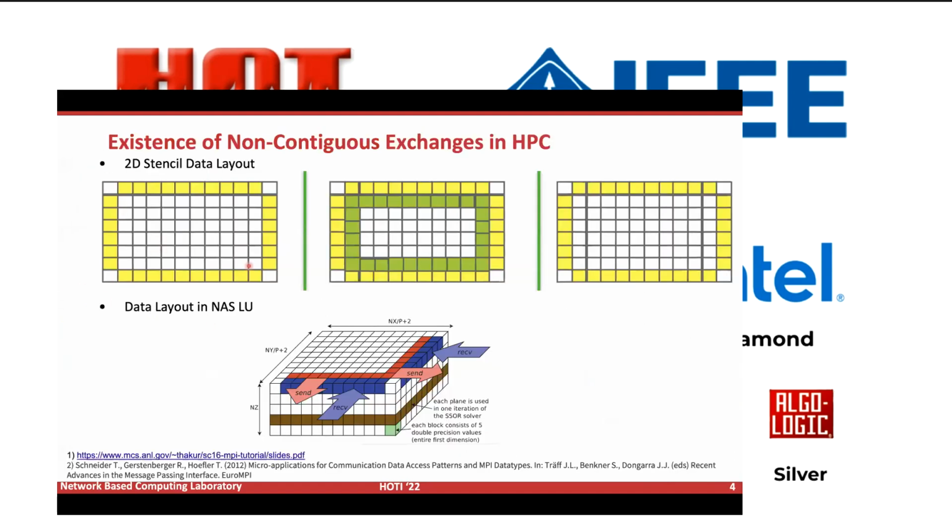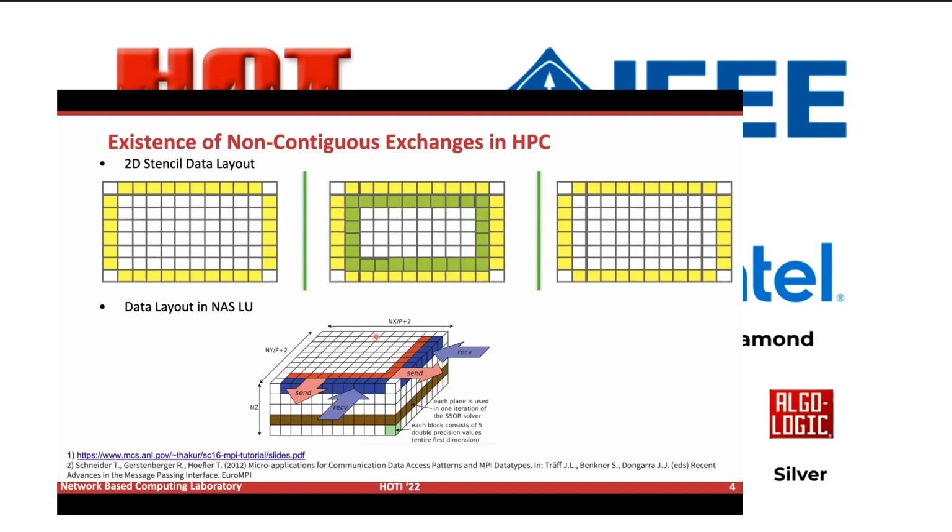So in this slide, we show the use cases of such non-contiguous exchanges in HPC applications. In the top part, you can see a 2D stencil layout. In this type of an exchange, typically there is a 2D grid, and the edges shaded in yellow color may not be contiguous in memory depending on how the data is arranged. This type of multidimensional stencil pattern occurs in many HPC applications like NAS, MILC, WRF, etc.